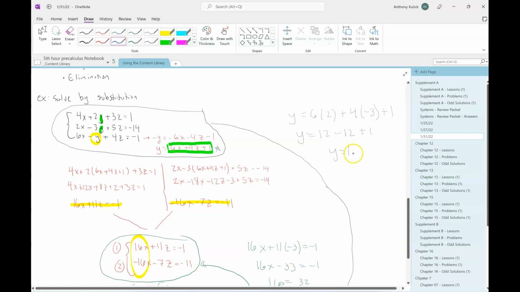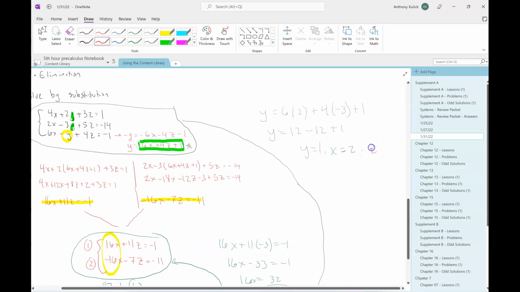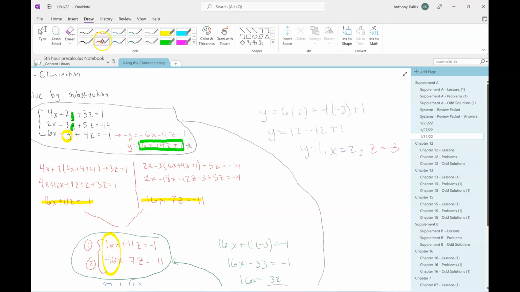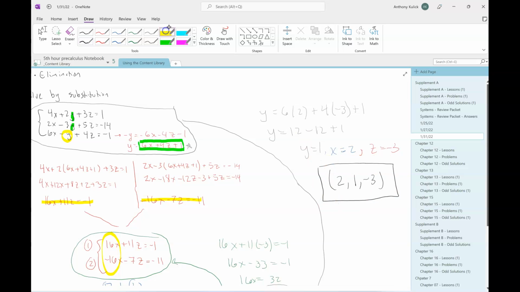So now I have y equals 1, x equals 2, and we had z equals negative 3. Oops, forgot my negative. We'd write our final answer as the ordered triple x, y, z. And that's my final answer.